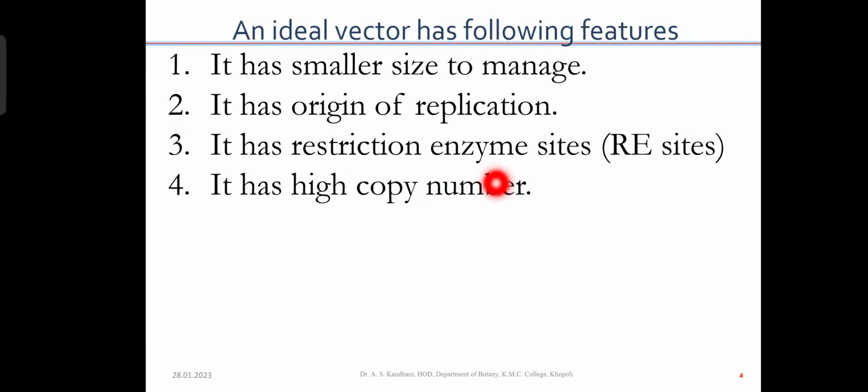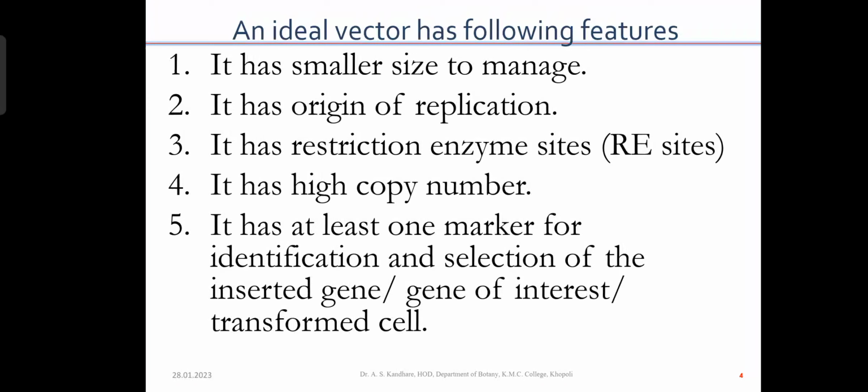इसका कॉपी नंबर भी ज़्यादा होना चाहिए, क्योंकि प्रोबेबिलिटी ऐसा होता है कि कभी कभी सिलेक्शन में हमें ट्रांसफॉर्म बैक्टीरिया उसका प्लाज्मिड नहीं मिलता है, तो ज़्यादा कॉपी अगर उसका रहता है तो we have the better chances of getting transformed bacterial plasmid. It has at least one marker for identification and selection of the integrated gene or gene of interest or transformed cell. So this is the most important thing.